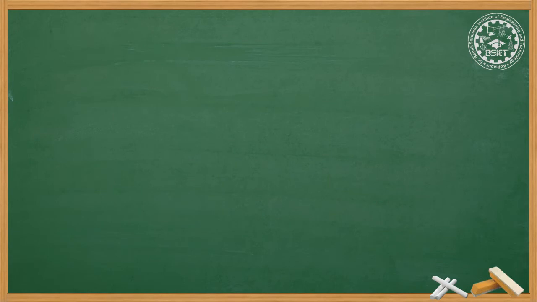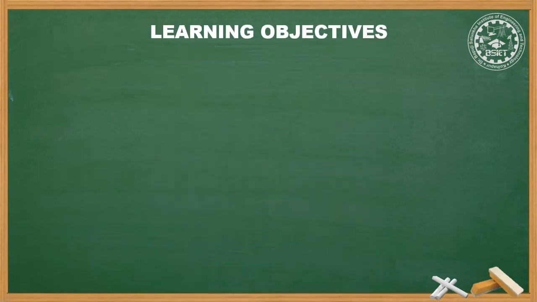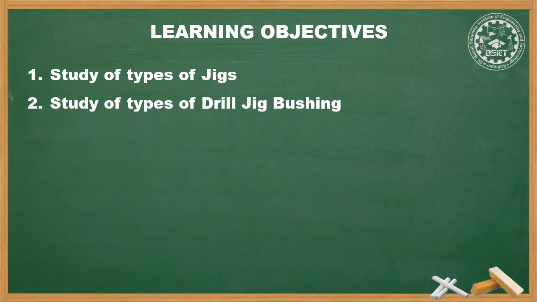The learning objectives for today's session are: number 1, study of types of jigs. Different types of jigs will be studied in today's session. And number 2, study of types of drill jig bushing. Jigs are used for locating, holding, clamping and guiding the tool. For guiding the tool we need jig bushing. So today in this session we are also going to study the different types of jig bushings.